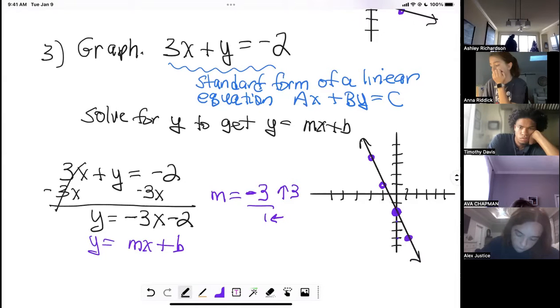Now, it's a line. If you don't put the arrows on the line, it's not a line. If you just draw this and say this is your graph, you are 100% wrong because that's a segment. That is not a line. So make sure that you have your line, with arrows on your line.